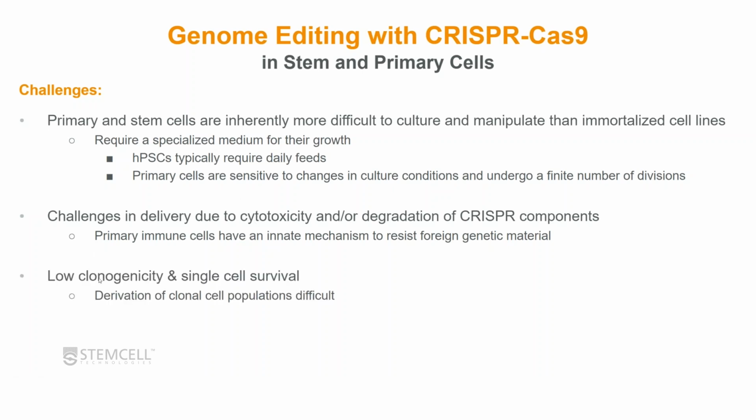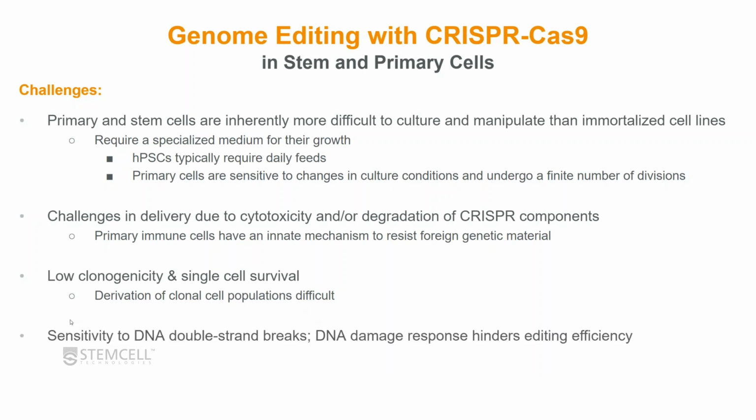Both of these types of cell culture systems exhibit low clonogenicity and single-cell survival. This is particular for pluripotent stem cells. And so derivation of clonal cell populations can be quite challenging in these different cell types. And finally, pretty much all mammalian cells are quite sensitive to DNA double-stranded breaks. And as I mentioned, all genome editing relies on DNA damage. And so the DNA damage response can hinder editing efficiency.